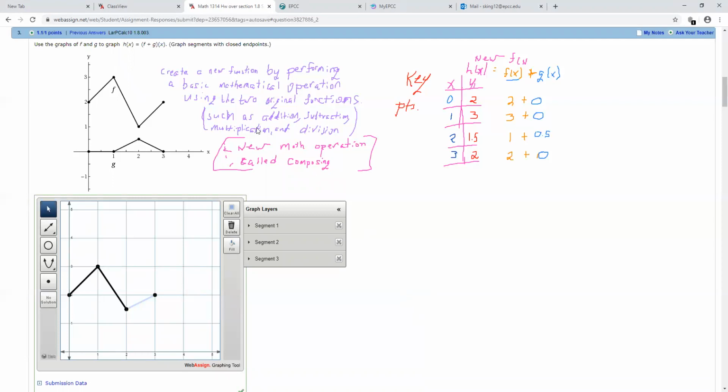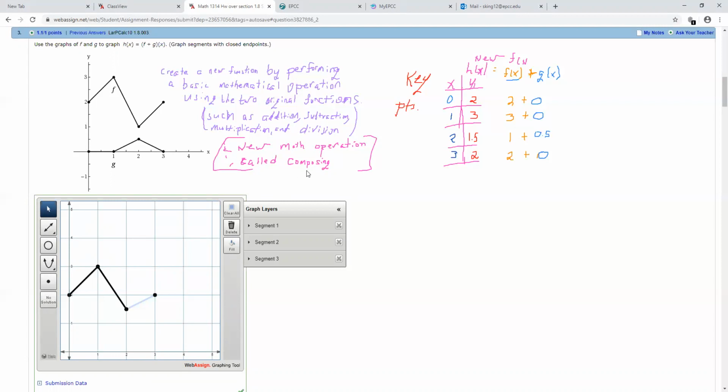So we're going to continue creating a new function by using a basic mathematical operation on the two original functions they gave us. They'll ask us either to add them together, which was this one. We added them. They could say subtract them, multiply them together, or divide them. And then there's this fifth one that may or may not be new to us, called composing the two functions together. When you compose, that's also a creation, but it's a different kind of mathematical operation than any of these four.